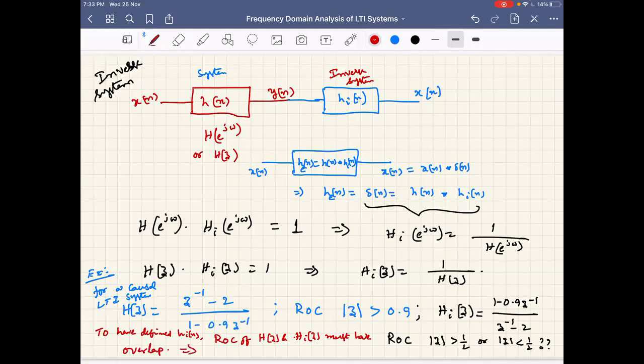Okay, that implies the ROC of H inverse of z here is mod z greater than half, right? So that means the causal and stable system here gives rise to an inverse system that is also causal and stable in this example. Okay, and hence H inverse of z is causal, and it's also stable, as you can note. Now let us take another example.